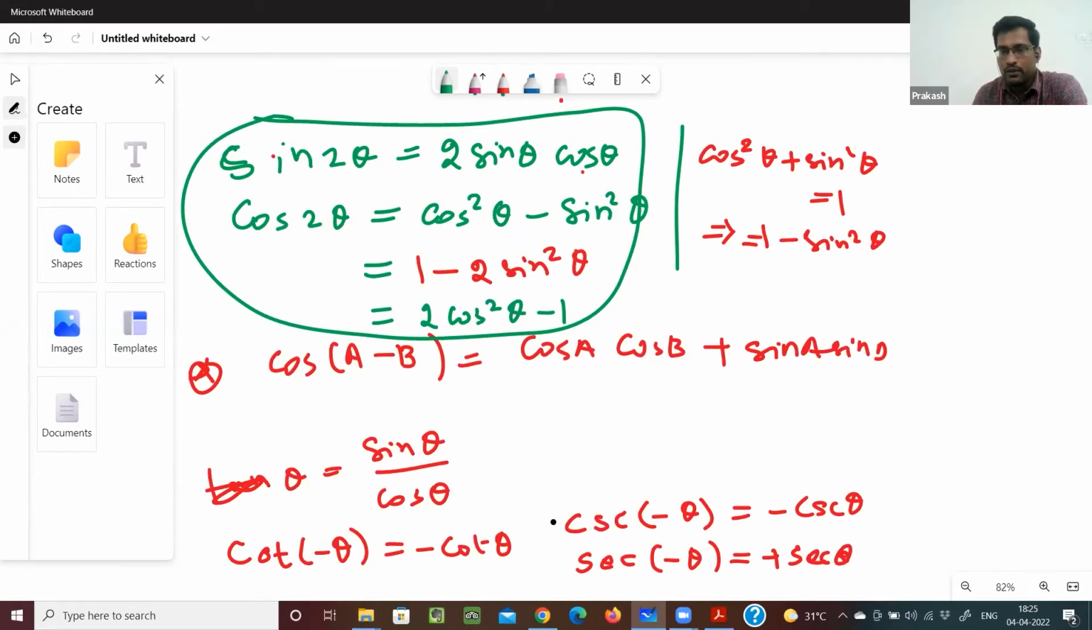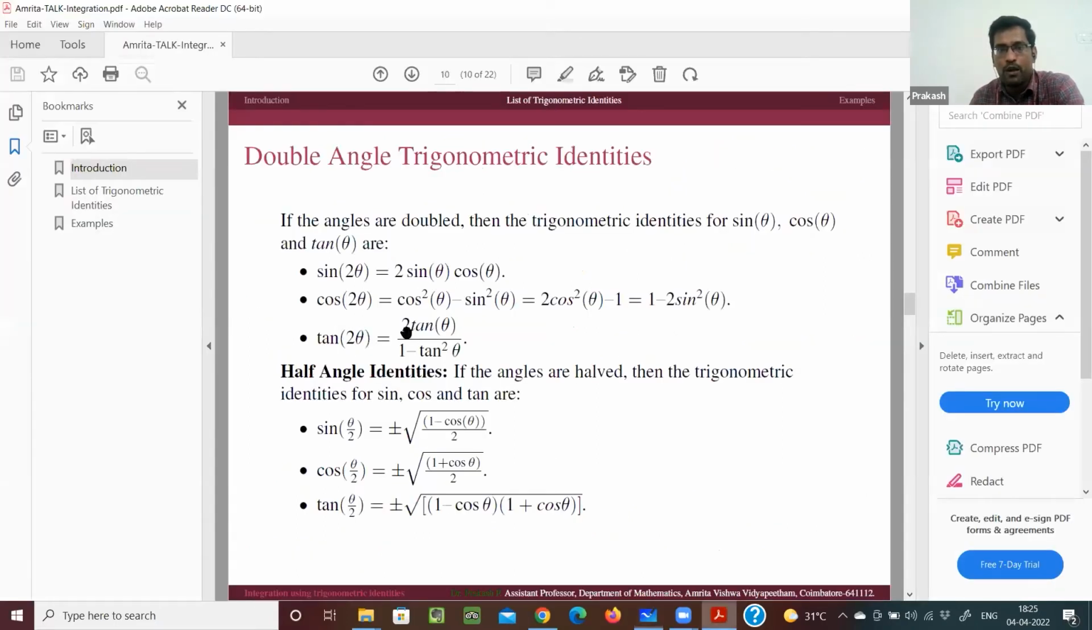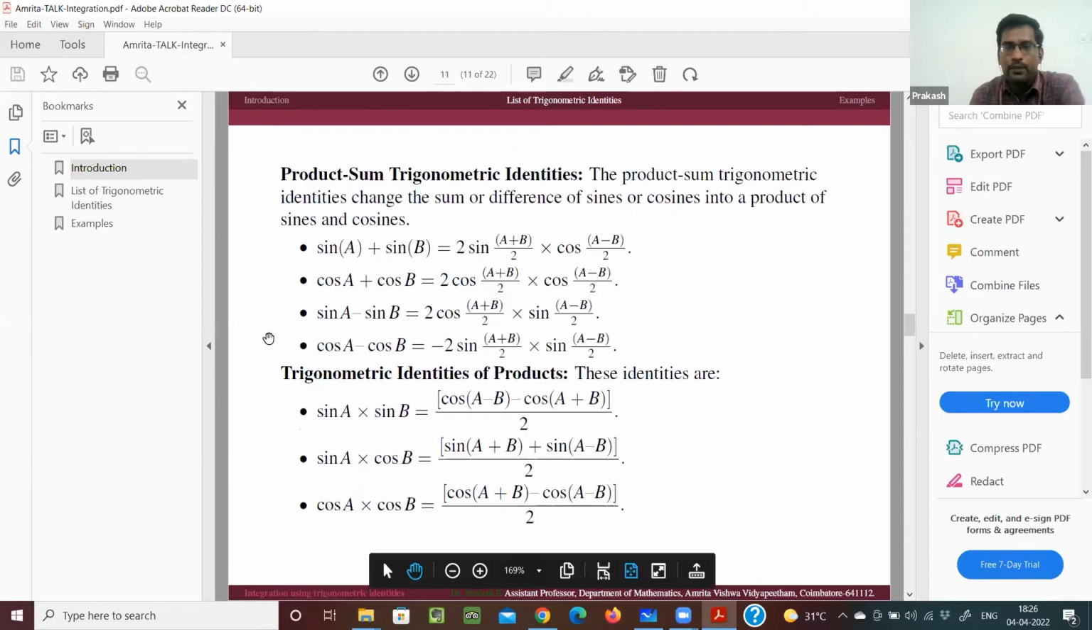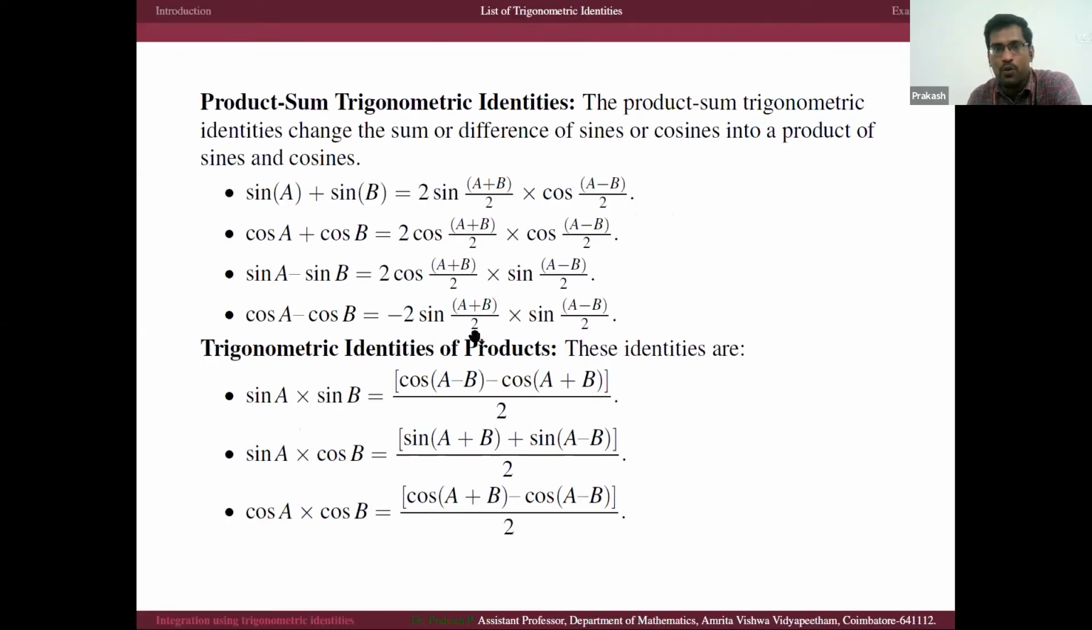The next, some other formulas are also very important here. The tan 2 theta formula, because we can evaluate it from sine 2 theta by cos 2 theta; from that we can take the LCM and evaluate this one. And half angle identities are very important. The next one, product sum, is another identity. We don't need to prove these, but we need to know them, because in integration time we need to use these identities.